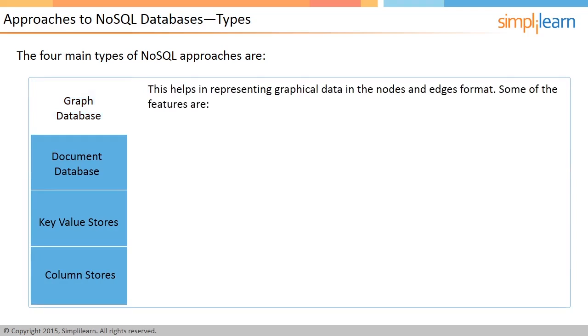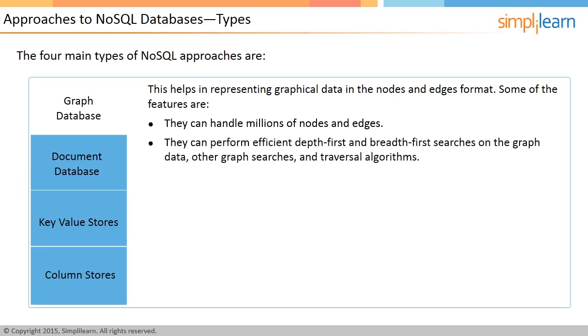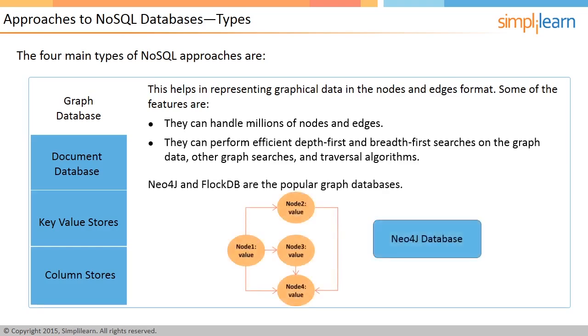First is the graph database. A graph database helps in representing graphical data in the nodes and edges format. Some of its features are as follows. Graph databases can handle millions of nodes and edges. They can perform efficient depth-first and breadth-first searches on the graph data, other graph searches, and traversal algorithms. Neo4j and FlockDB are the popular graph databases. The image depicts a graph with 4 nodes in a Neo4j database.